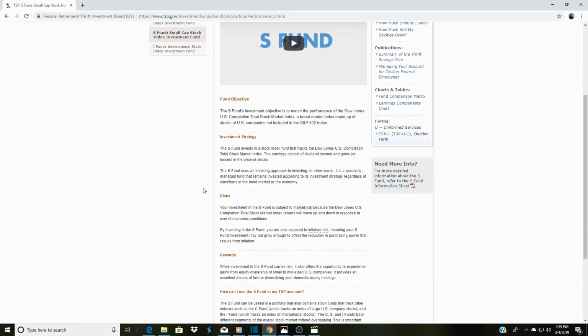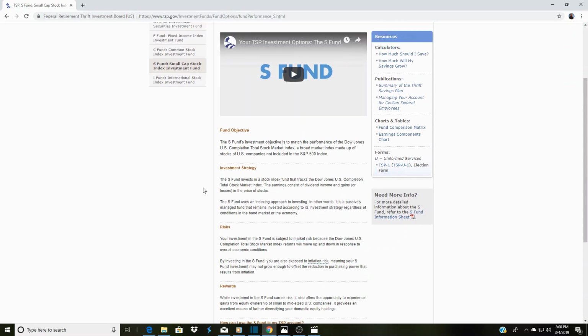Next up, we have our next stock fund, which is the S fund, S like Sam. It is a small cap and mid cap index fund. So basically there's approximately 5,200 US companies listed on the stock exchange in the United States. Your C fund invests in the top 500. Your S fund has an index of all of the bottom 4,700 companies approximately. So these are the smaller cap stocks.